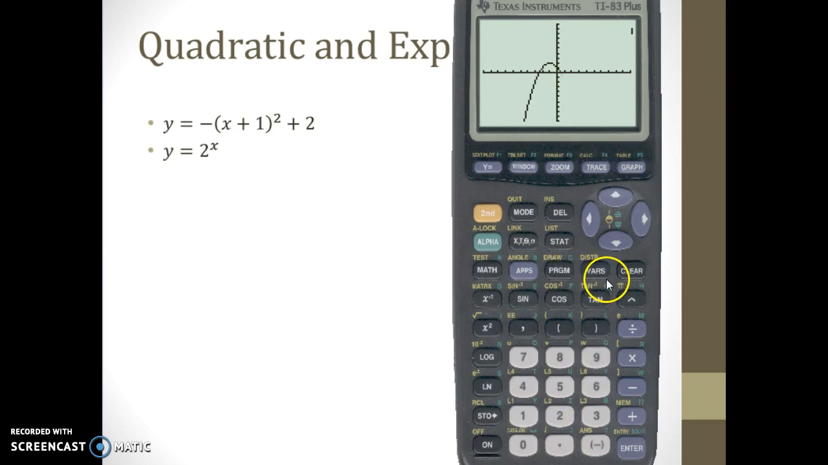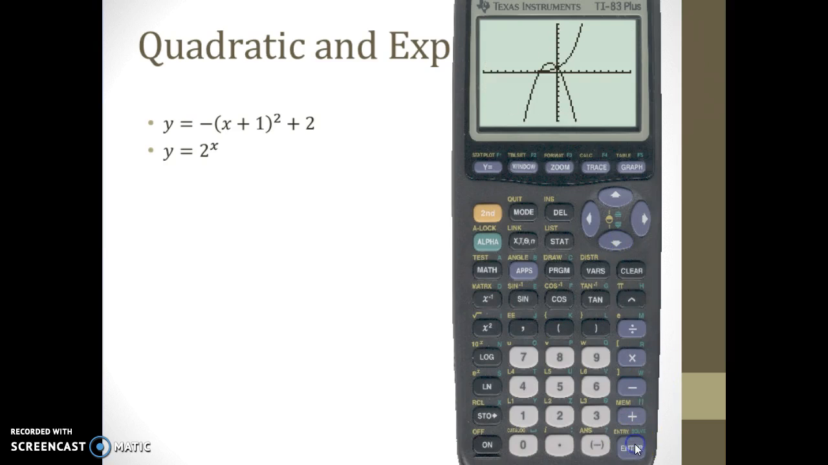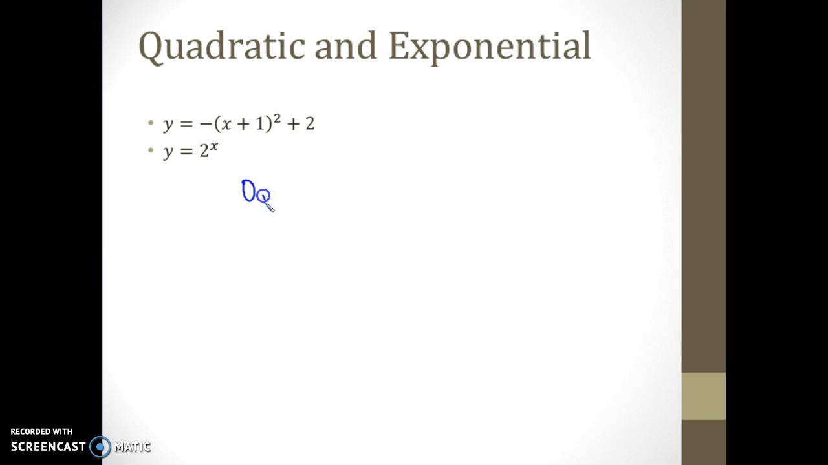Again, make sure before you find the intersection that you can see the intersection in your window, which I can. I actually have 2 intersections here. Right? So I'm going to go second trace, number 5, to find the intersect. And the first time, I'm just going to press enter, enter, enter. Let it guess. So it tells me that one of mine is at 0, 1. So we'll write that down.